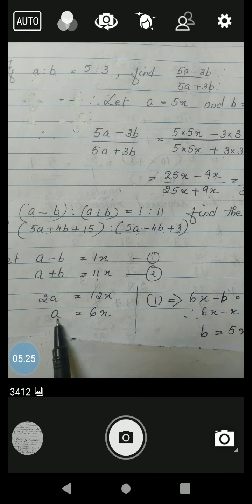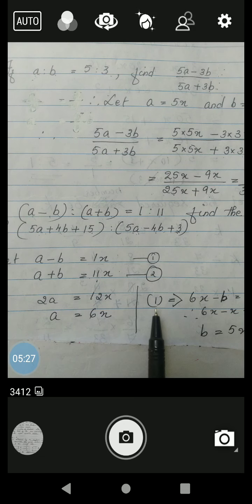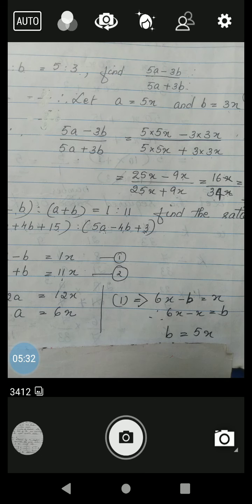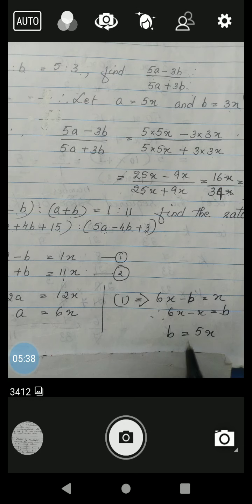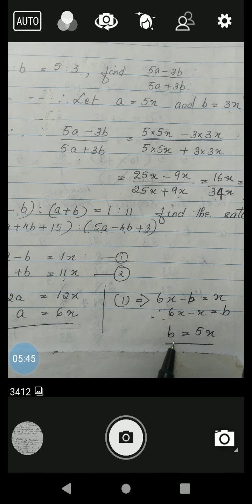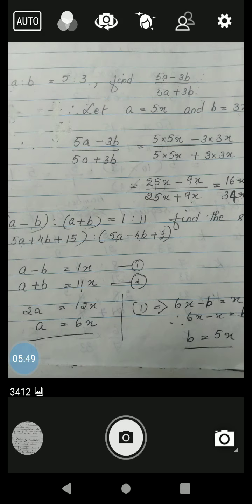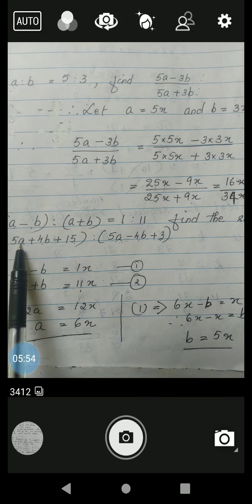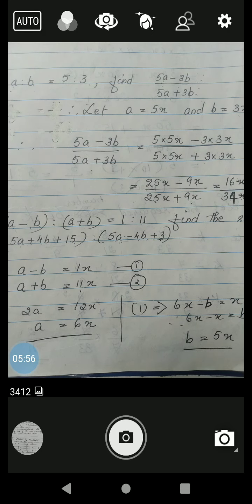Substitute the value of a in equation number 1. That is, equation number 1 implies 6x minus b is equal to x. Therefore, at last b is equal to 5x. So a is equal to 6x and b is equal to 5x. Now you can substitute these values of a and b here. First you can convert this ratio form into fractional form and substitute these values. You will get the answer.